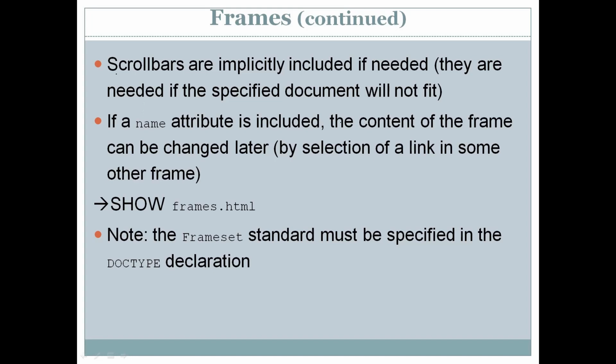If a name attribute is included, the content of the frame can be changed later. For every frame you can include a name attribute as well. We have seen the SRC attribute which is required for a frame, but apart from SRC you can include a name attribute as well. If you are including a name attribute, then it is very useful, because you can change the frame or the document later on by using the name attribute. Now let us go through an example to understand how frames can be created.